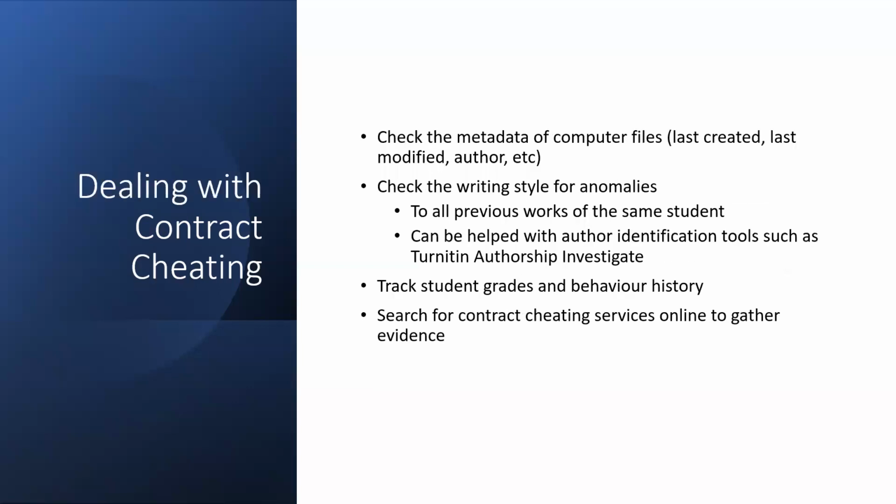How to deal with contract cheating? The first one, you can check the metadata of computer files: last created, last modified, author information, etc. And then we can also check for anomalies. So basically, it is quite similar to plagiarism. We can check all previous works of the same students, and it can be helped with author identification tools, such as Turnitin Authorship Investigate. And we can also track student grades and behavior history.